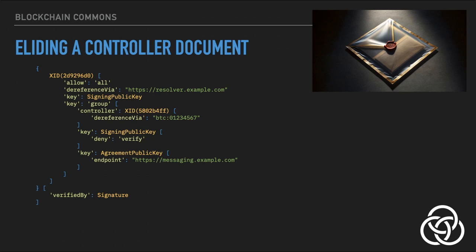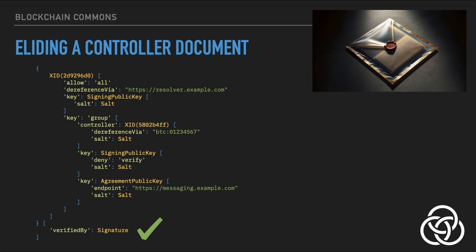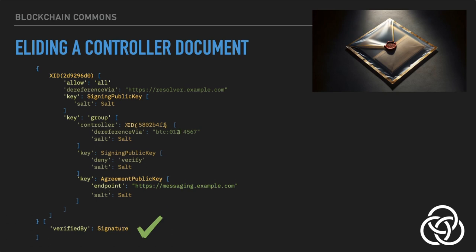So here's a controller document reimagined as a Gordian envelope. This is an envelope which has a unique identifier and a series of keys. It's also signed by one of the permitted verifiers. In its unelided state, the signature, of course, verifies. And again, in real-life applications, we would salt anything that we wanted to avoid correlating. Keys themselves can be correlated across large numbers of documents, and so we might want to salt them.